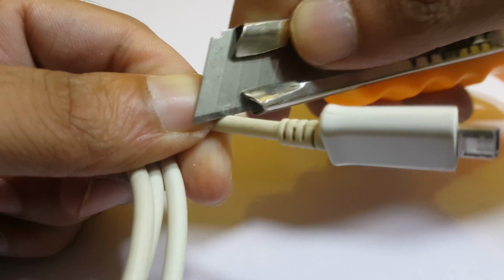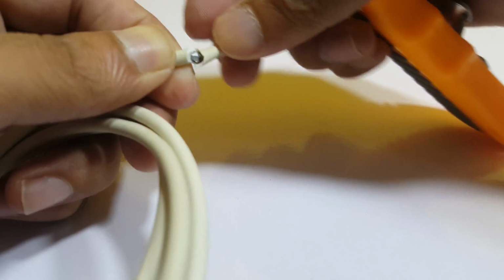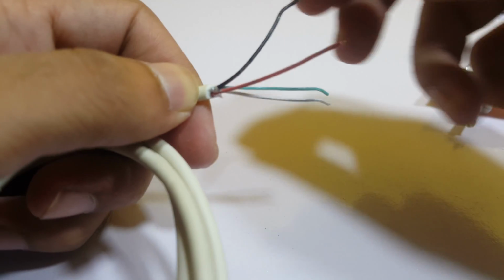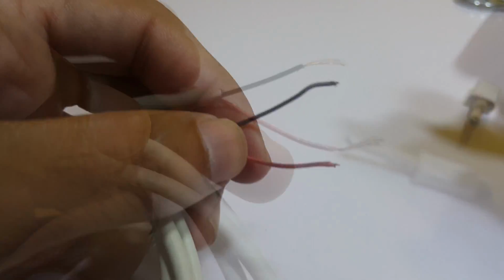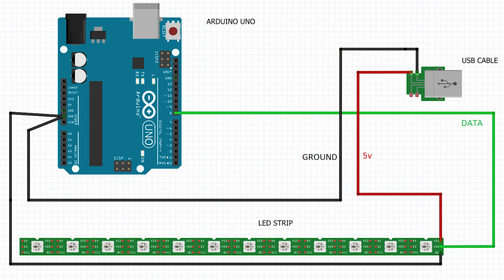Now, cut the USB Android cable. Get the black and the red wire out. The red wire has 5 volts while the black wire is ground. Now you need to make some connections according to the schematics.